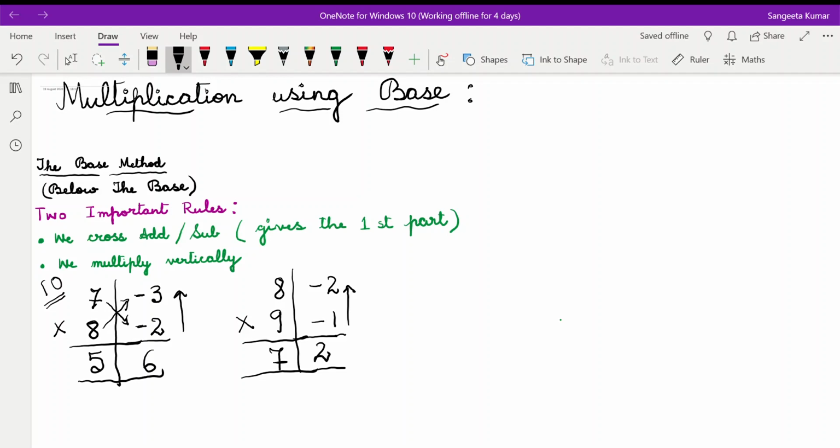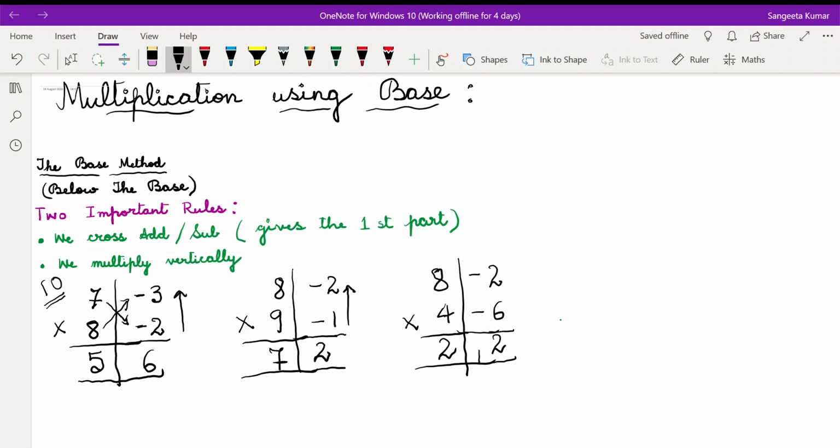The third example that I am going to take is 8 multiplied with 4. When we write the difference with the base 10, this will give us minus 2 and here it will give minus 6. To get the first part, again 8 minus 6 will give us 2, and 4 minus 2 is also going to give us 2. So we write 2 here, and for the second part, 6 into 2 is going to give us 12.